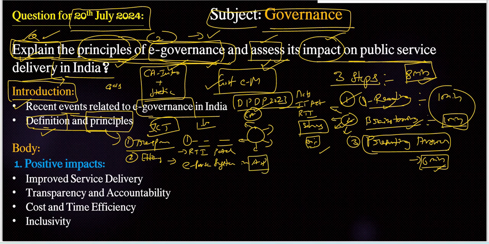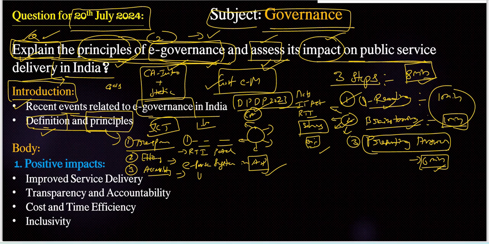For example, Andhra Pradesh has streamlined the procurement process, reducing costs and time delays in government tenders, right? We can give these types of examples. Then the third one is accessibility. Accessibility is one important step or principle of e-governance.